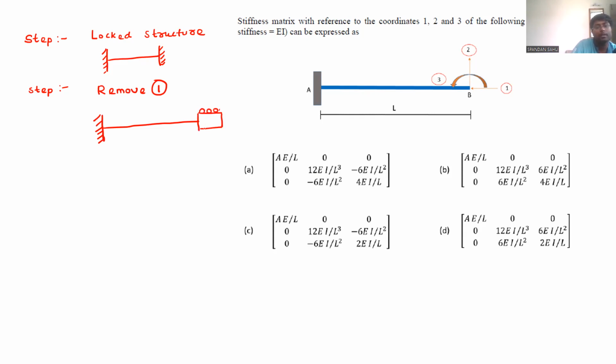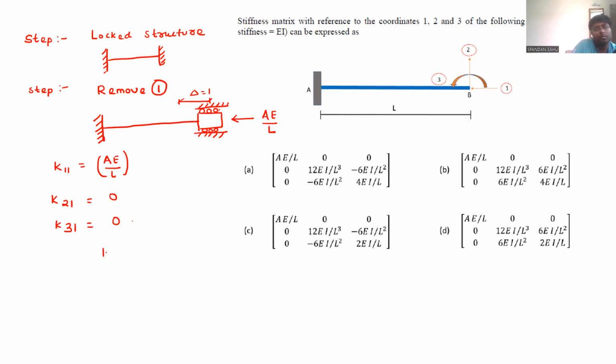Now you have to give 1 unit displacement here. So what force do you need? Correct? Now tell me, K11 will be, K21 will be, K31 will be.